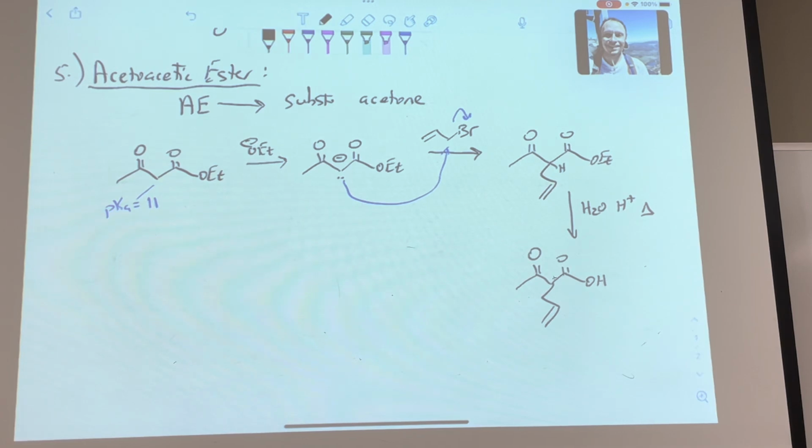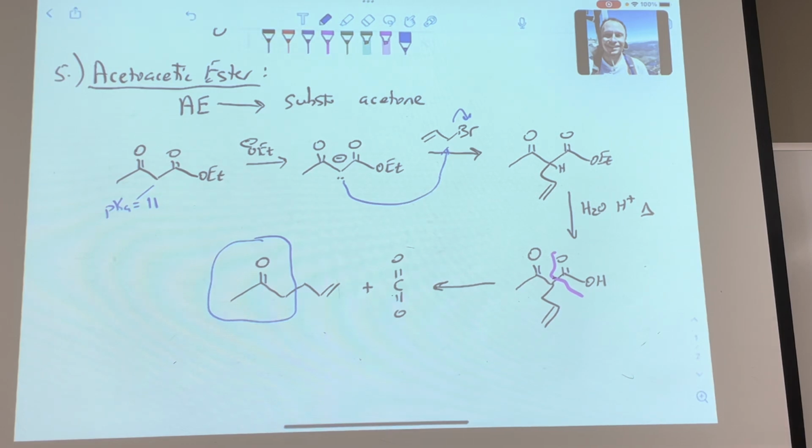You'll note here, again, you end up making this beta keto ester, which again are very labile and susceptible to heat. And under the conditions of the ester hydrolysis, that is going to decarboxylate, losing carbon dioxide. More importantly, you end up making an acetone with whatever was added as the alkyl halide.